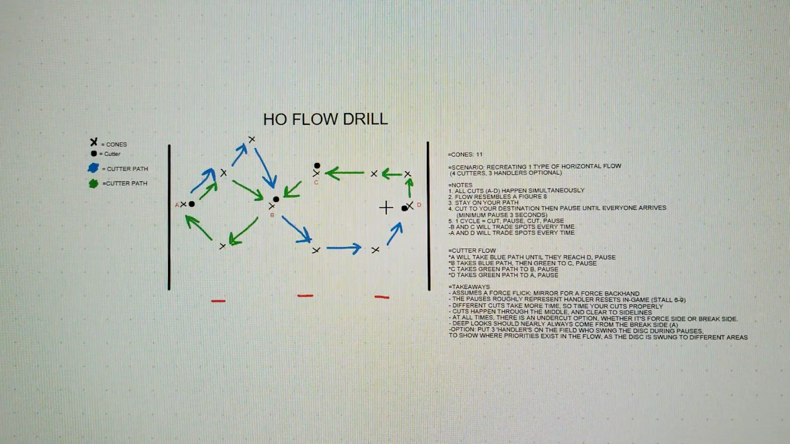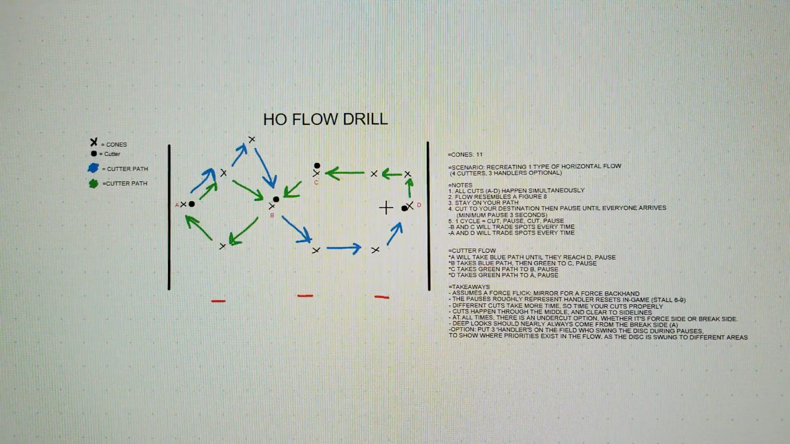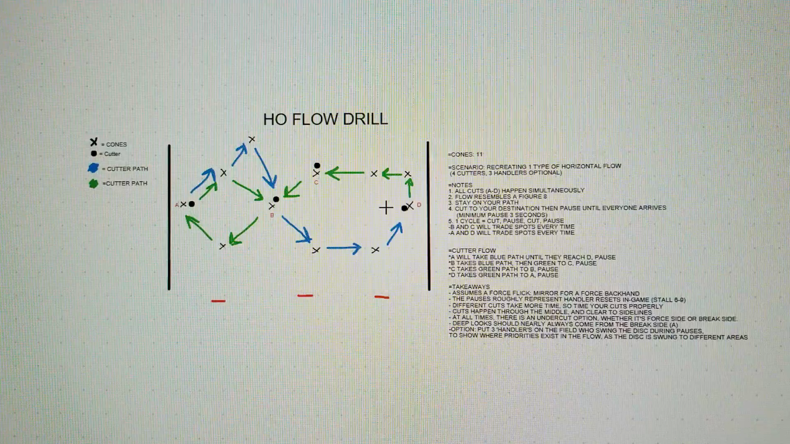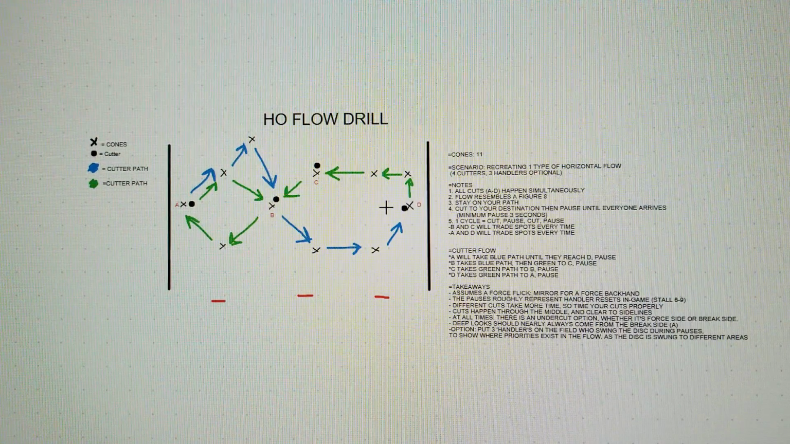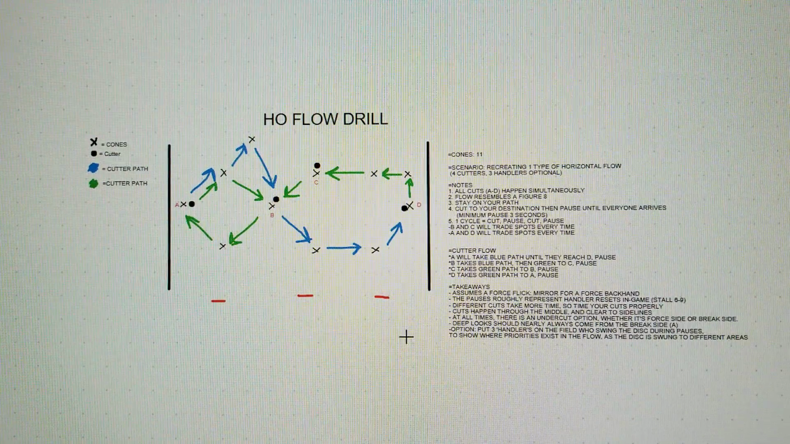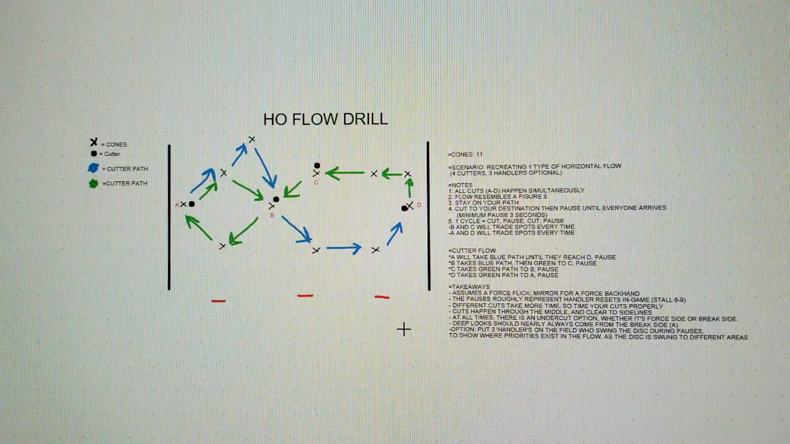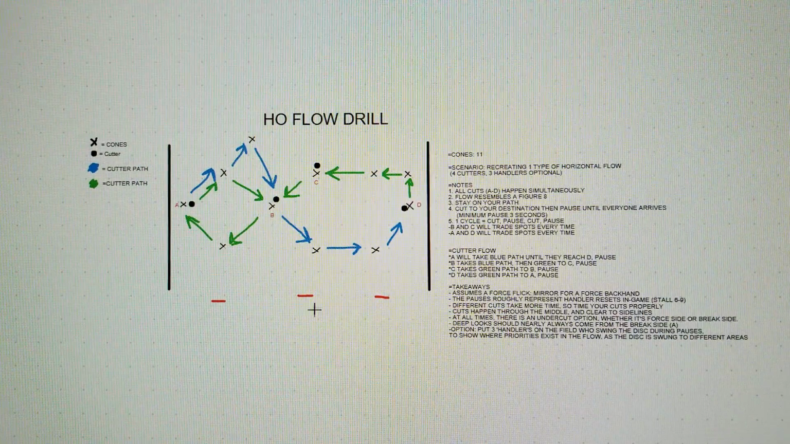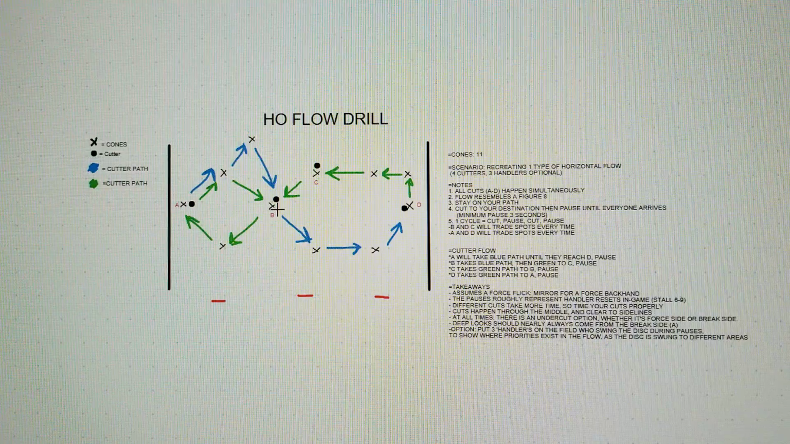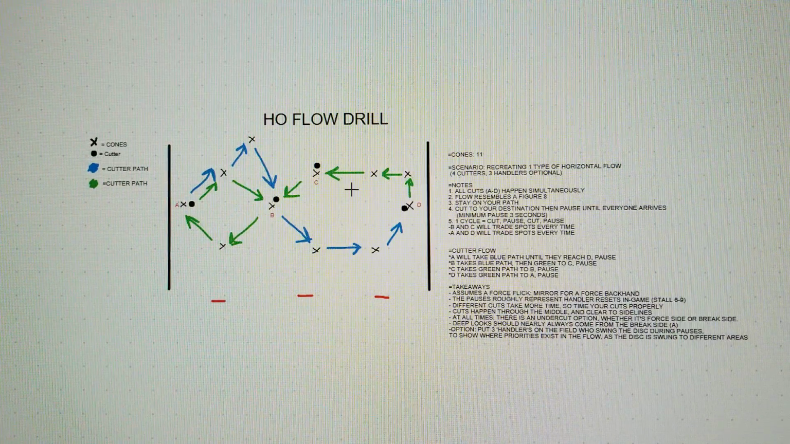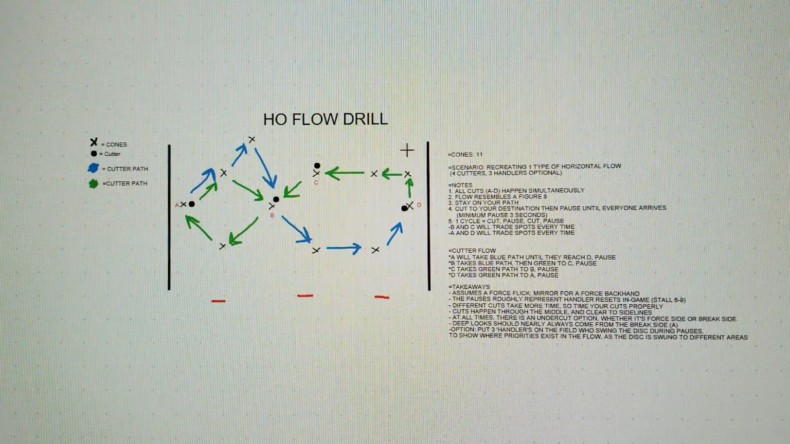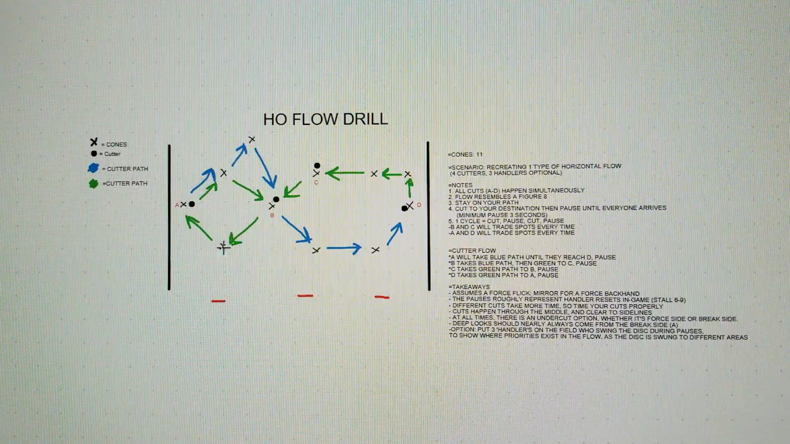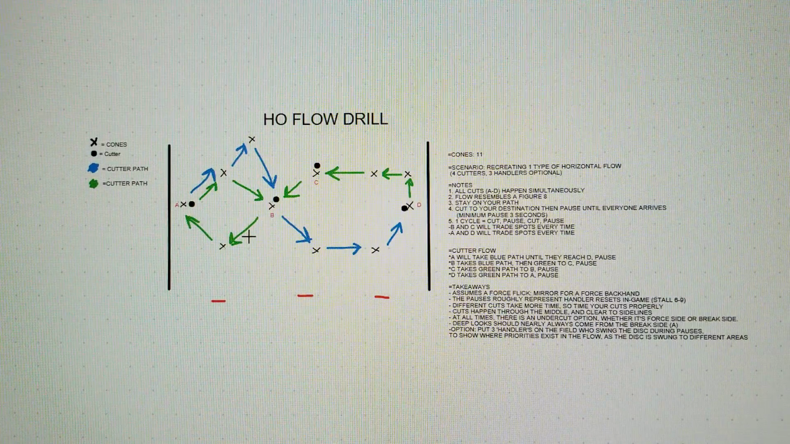I'm trying to think if there's anything else. If you've already gotten what you need to know about this drill, you can stop watching now. Obviously, pause and rewind for some of these other points that maybe were a little more complicated, or maybe I wasn't so clear. But yeah, I guess we can talk real quick. If it was a force backhand, we would just flip this whole thing. We would just mirror it, and now cuts would be coming from the break side over here to the force side over here, and that's the idea.